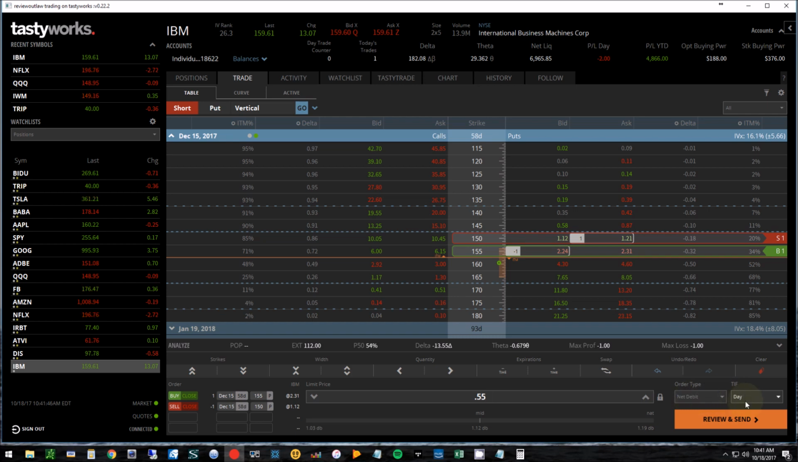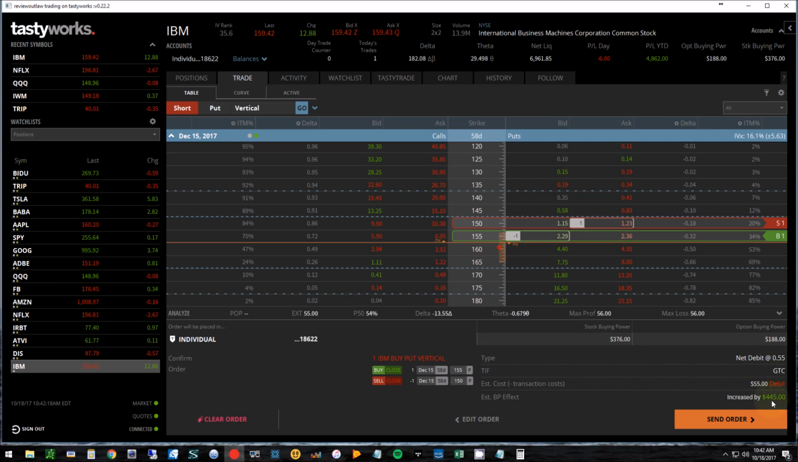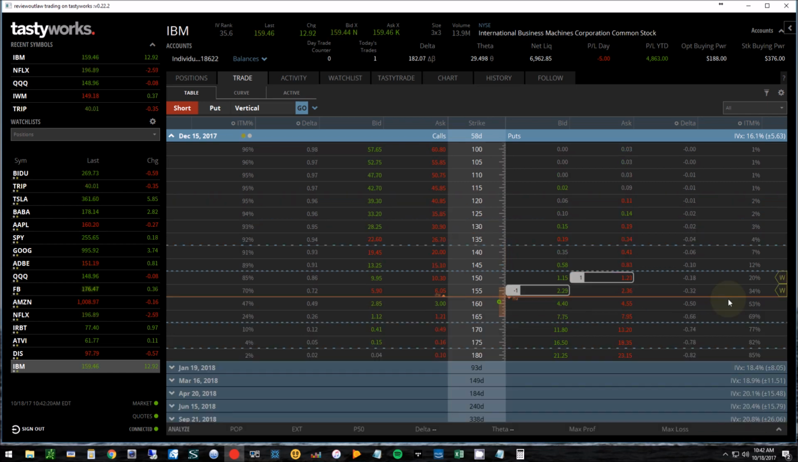And instead of day, I'm going to change this to GTC, which means good till canceled, which basically means this order is going to constantly work, try to get filled at my 50% profit mark. So it could be 9 or 9:30 in the morning someday, and the price is where it needs to be, and boom, I close the order, take the money away, and I don't have to do any work to keep monitoring where this stock price is. Once that's done, I just hit review and send, double check my things here, and hit send order.